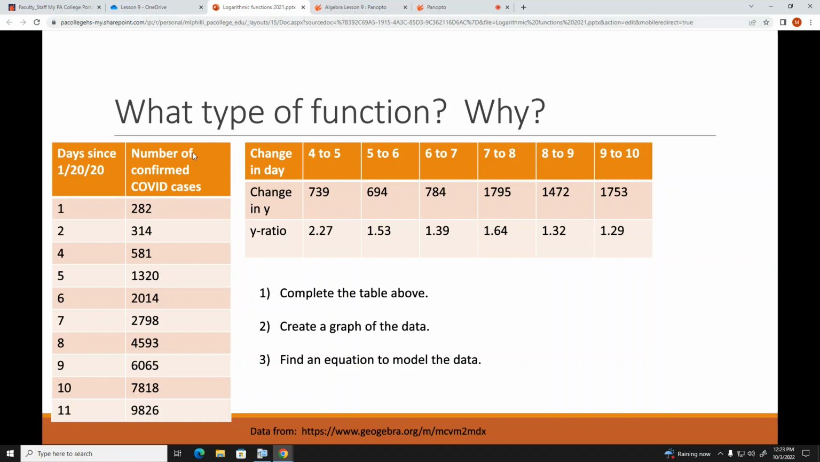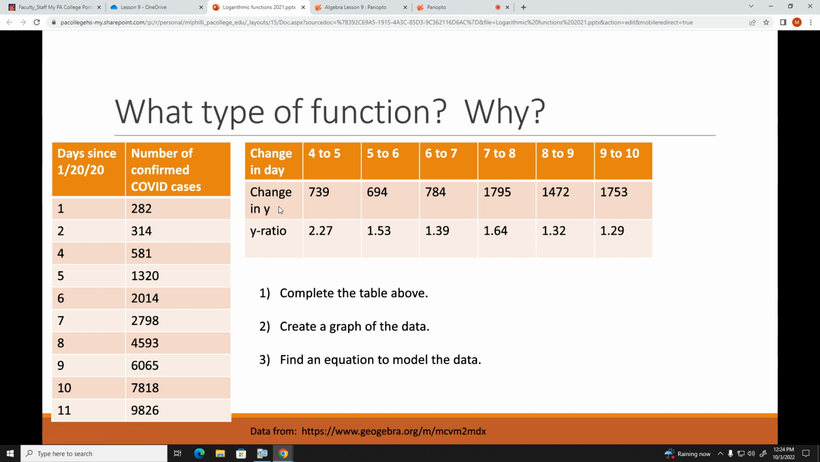All right, in this problem, we're asked what type of function, and also why. Our data is the days since January 20th of 2020, which is when COVID first hit the United States, and then the number of confirmed COVID cases. Our data does skip a point here. So day 1, day 2, and we don't have data for day 3. Over here where I did the change in day, I just did that for day 4 onward, so I didn't use those first data points.